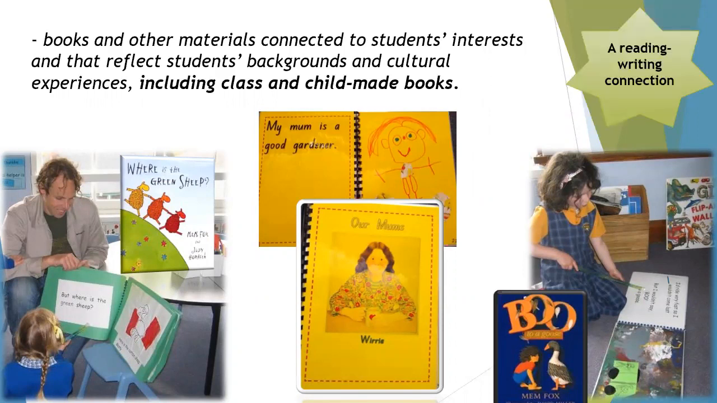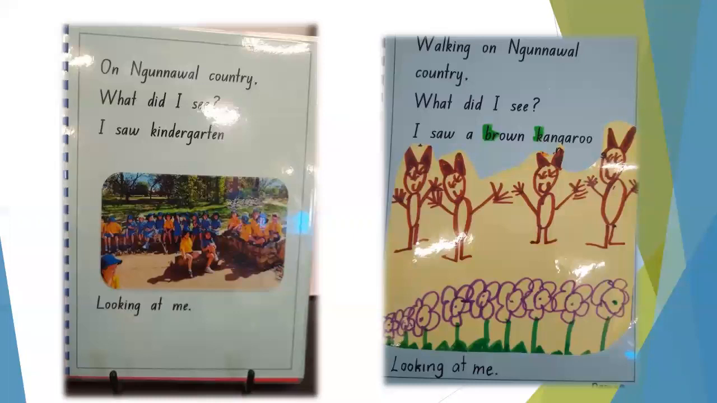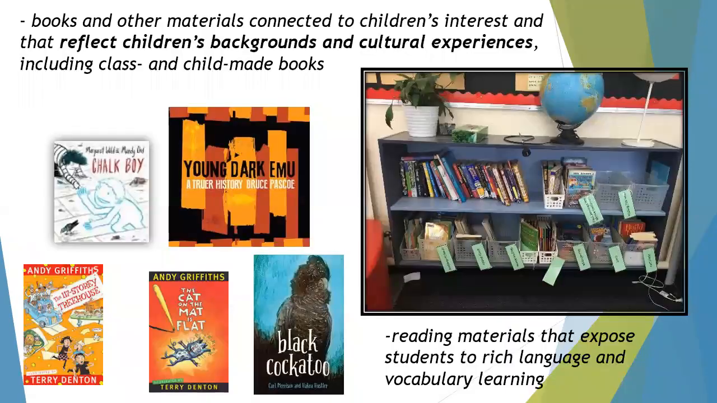This is very much connected to a reading-writing connection, because remember, everything that we read an author has written and what we write is for a reader. So making class and child-made books is really a reading-writing connection task. Here's another example of an innovation on a text of Brown Bear, what do you see? And then making it culturally relevant to the children. They become class favourites and great early readers.